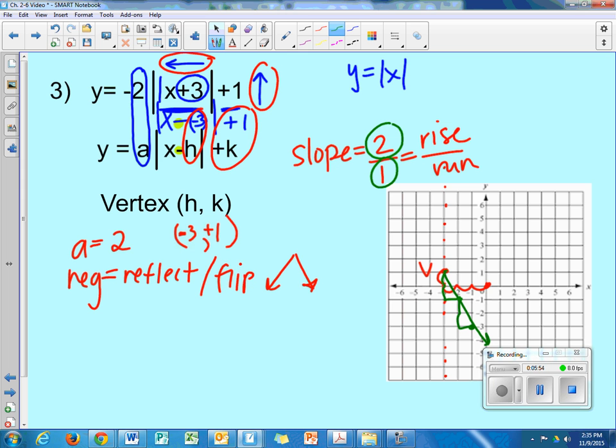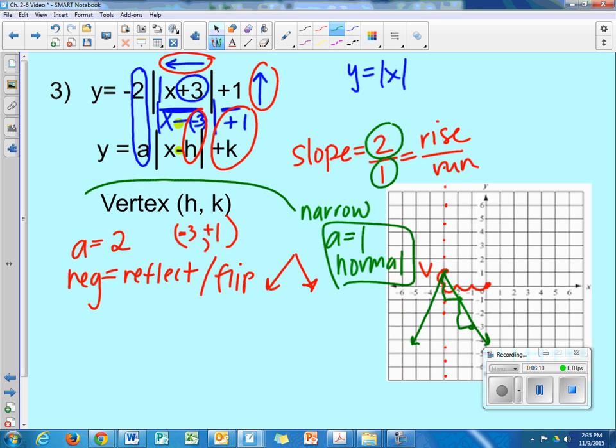And same idea with the other side as well. And notice here, it should be going more narrow. So it's more narrow than normal, because normal is when A equals 1. That's normal. But in this case, it's narrow, and A equals 2. So hopefully you guys got that correct.